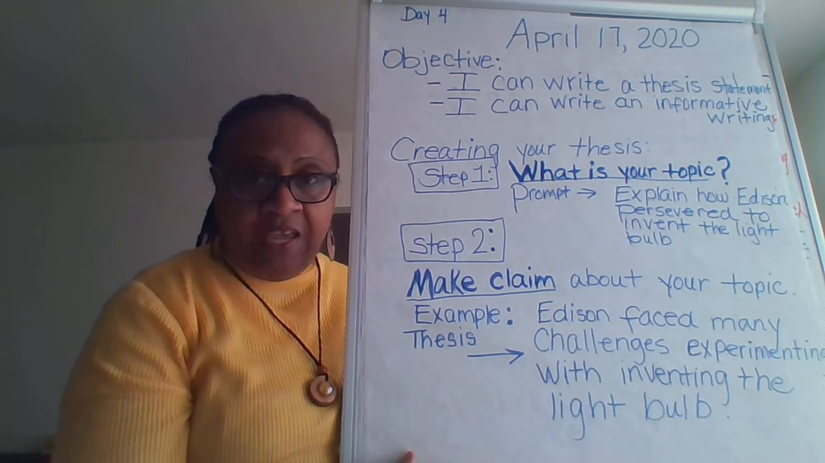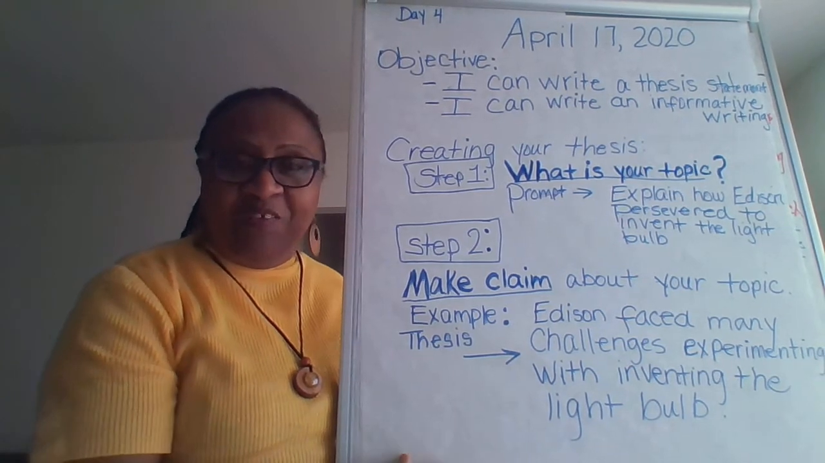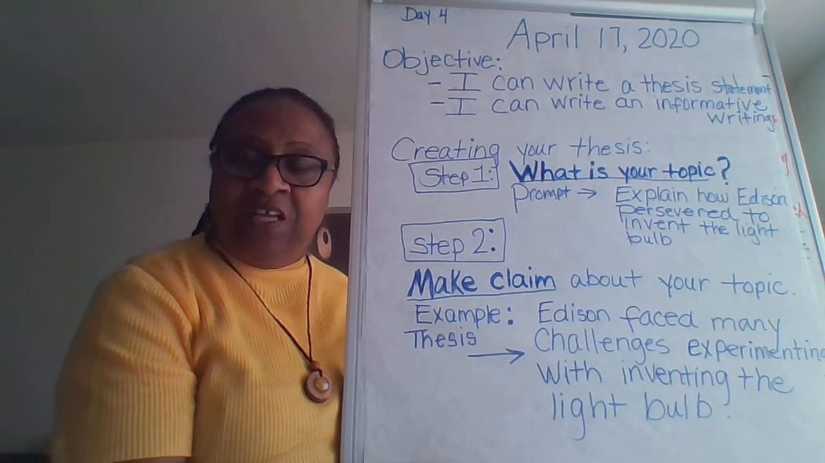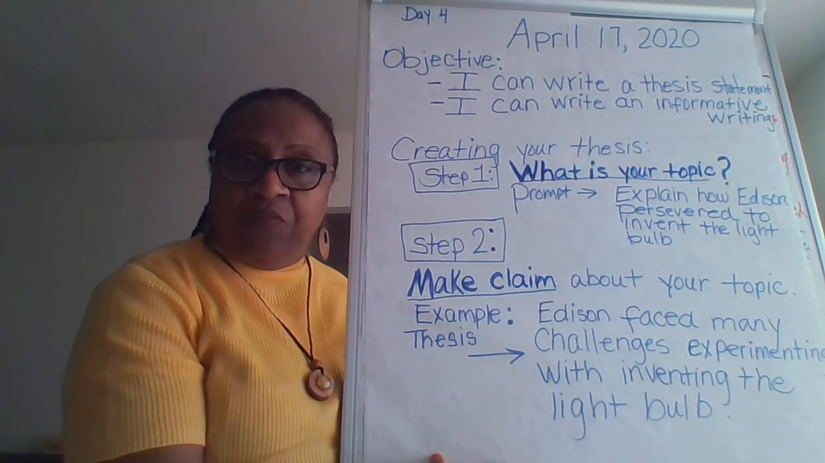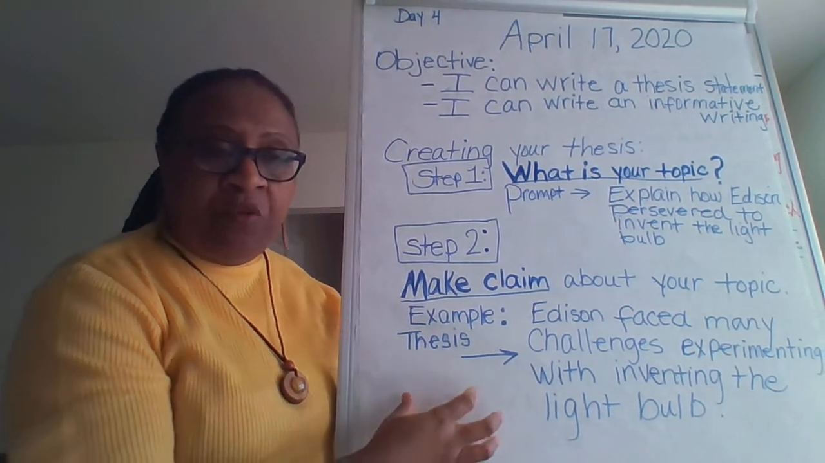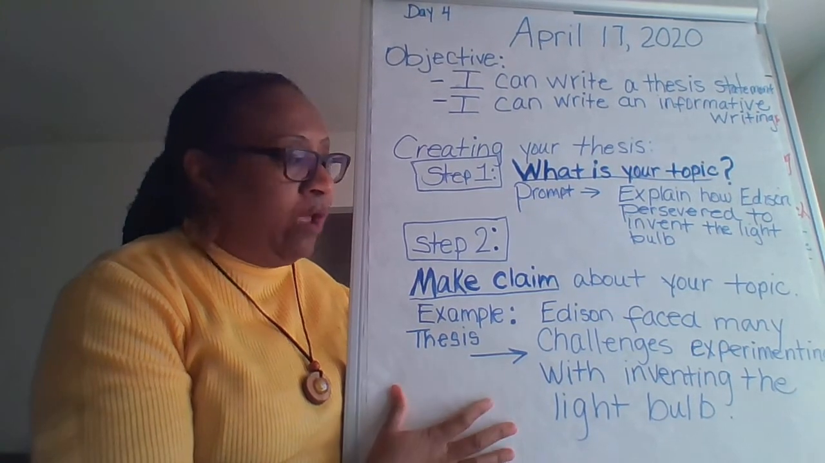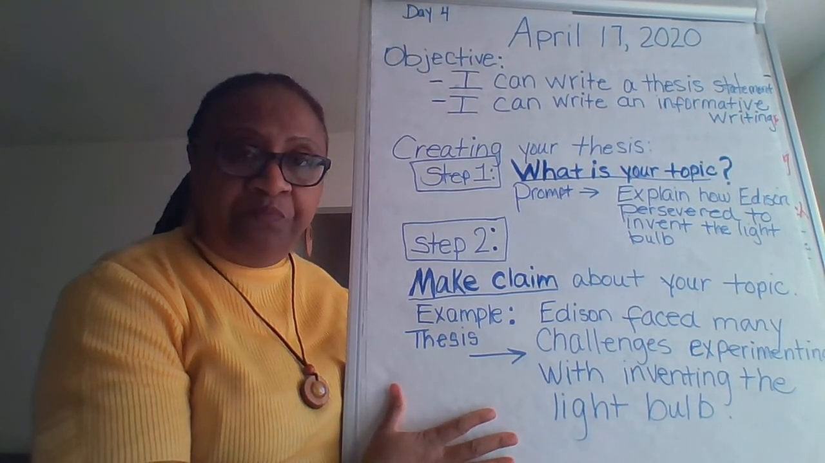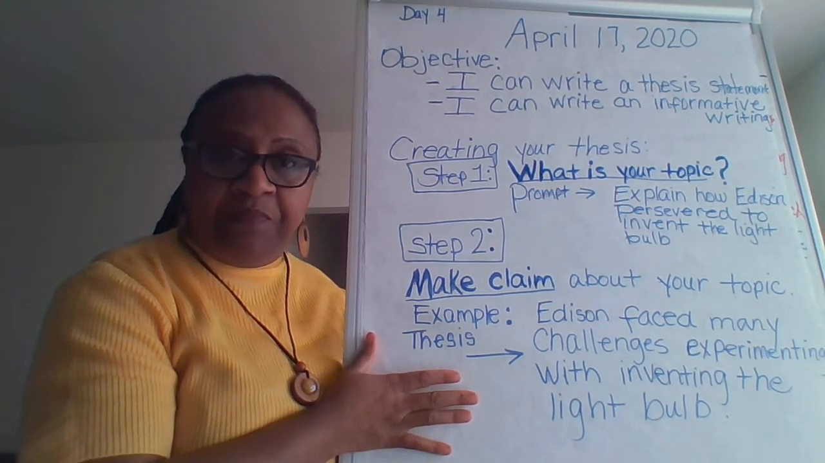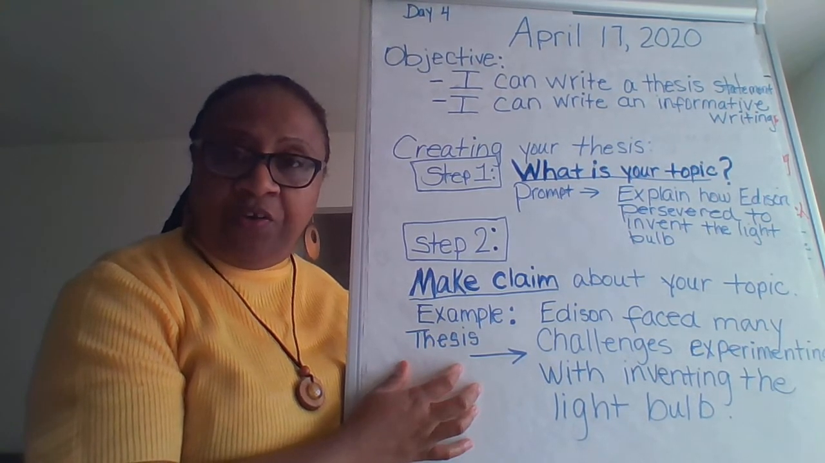You can't just say he faced many challenges. You have to tell us what they were. You have to explain and describe them, and tell us as much detail about those challenges as you can. And we want to have more than one challenge. So the more you write, the better your paper will evolve. So I want you to take your time, write a good claim, which will be your thesis statement, and support that claim with evidence from the article.